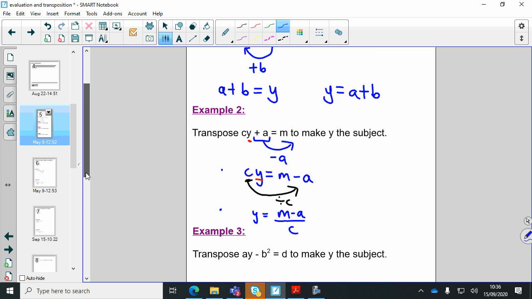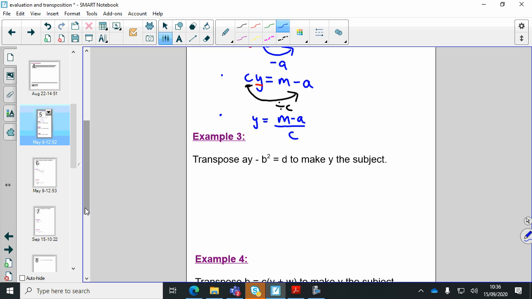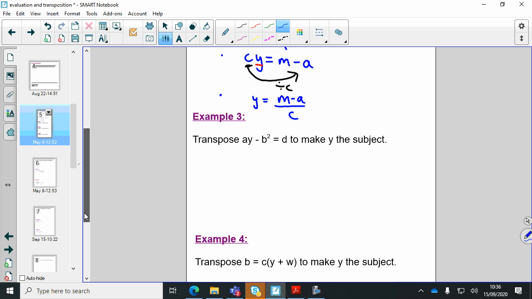Okay, moving on to example 3. So transpose ay minus b squared equals d to make y the subject. Okay, we've got two things again that are stopping y being the subject. That is the a and the b squared. So we need to think, well, what is closest to y? And that thing is going to move last because it's got the strongest bond. So the a is closest to y.